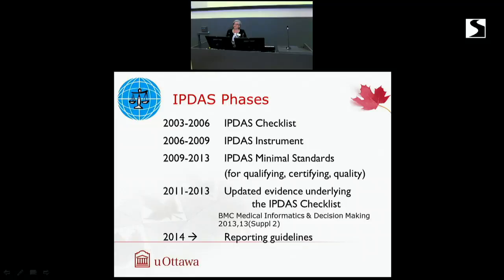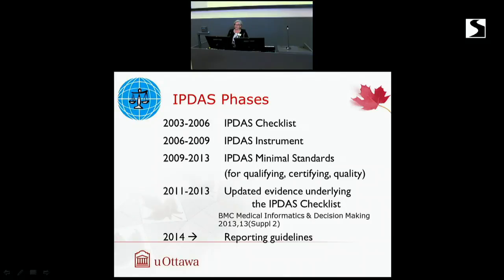In the first iteration, we called ourselves IPDAS, an acronym that I'm going to use, for International Patient Decision Aid Standards. We first created a checklist where you can just tick the box on 86 items around the quality of decision aids. Then we moved forward to an instrument where it was evaluated on a scale of 1 to 4 around how well it was done. So was it not done at all or barely done, or is it done to the highest standard? And we cut down to a shorter list of items that went forward for the instrument.